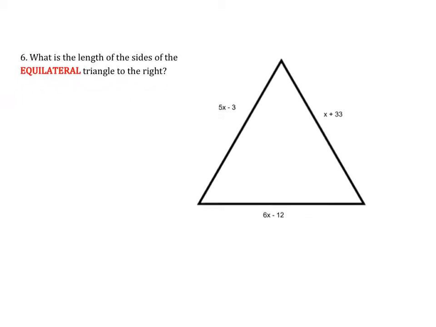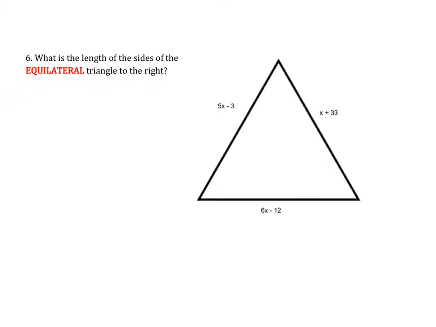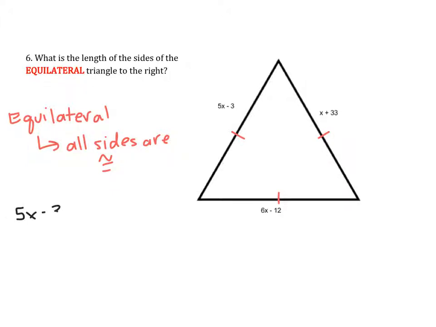Okay, in this problem, they want to know the length of the sides of this equilateral triangle. So equilateral is another type of triangle. An equilateral triangle is a triangle where all sides are congruent. So in this picture, I know that all three sides are congruent. So since they're congruent, I can set any of them equal to each other to solve for x. So I can pick this, this, this, and this. It doesn't matter. So let's say 5x minus 3 equals x plus 33.